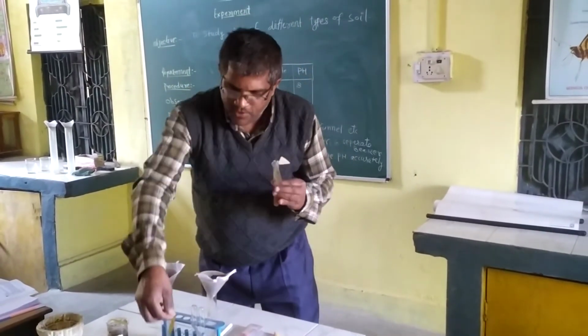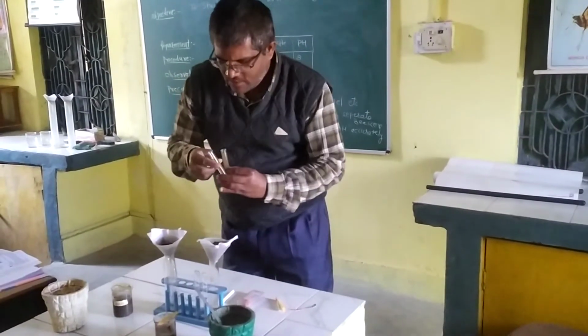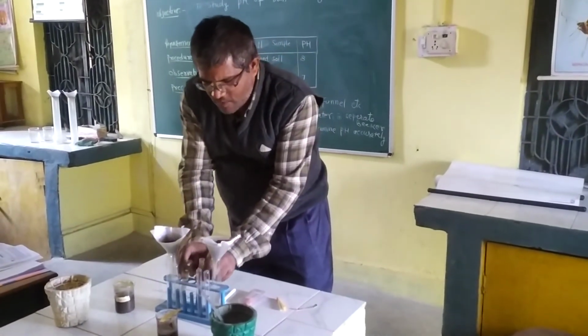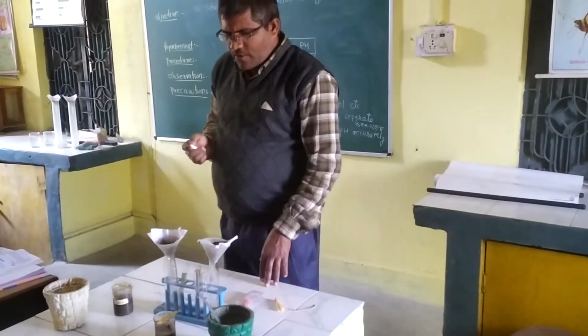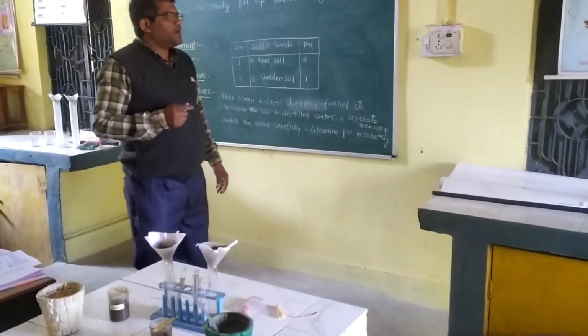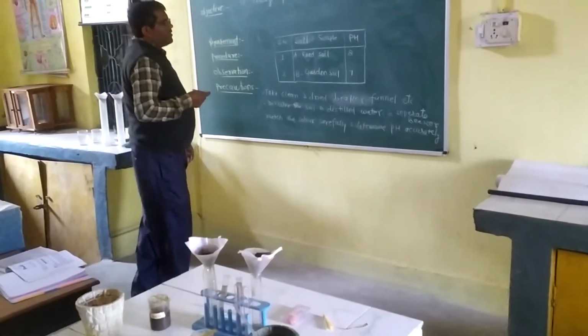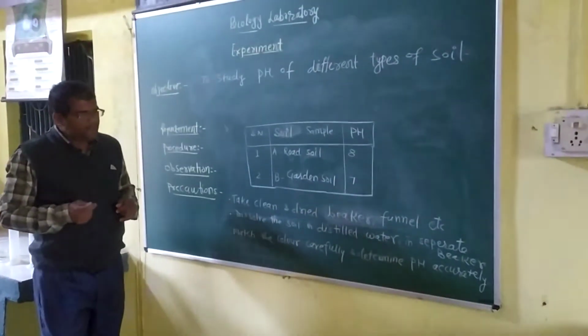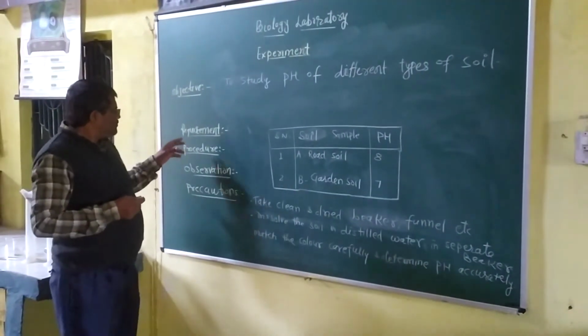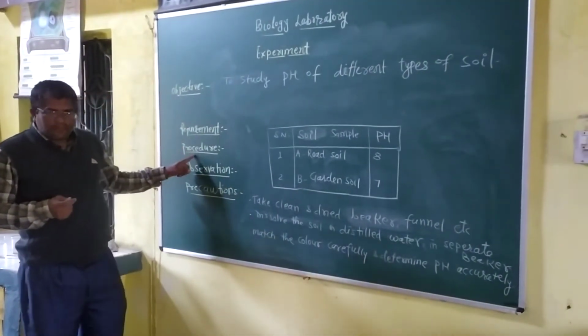This one also, the pH paper is taken out, and both of these pH papers we have to keep now for a few minutes to dry up. After they dry up, we will measure the pH of the soil sample on the pH paper. So this was the procedure.